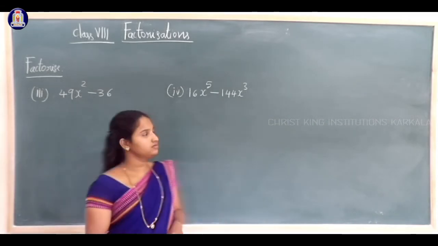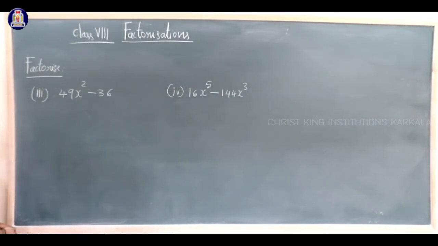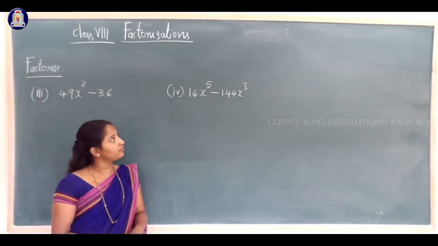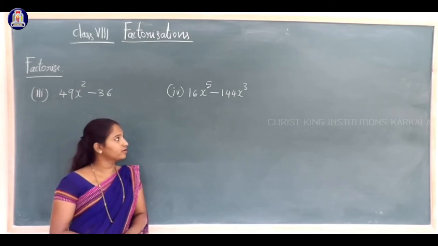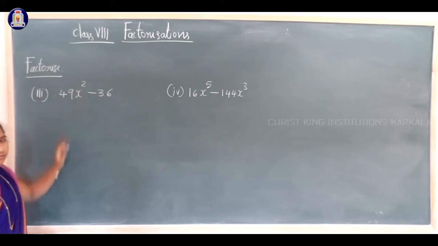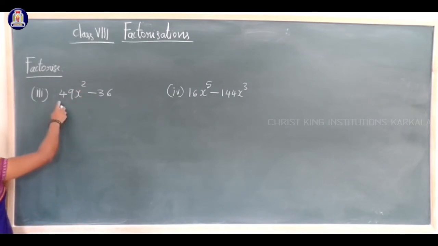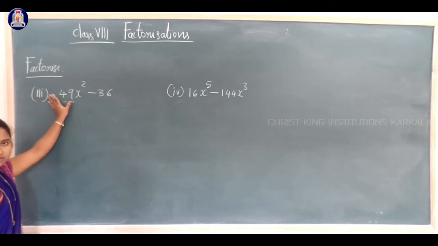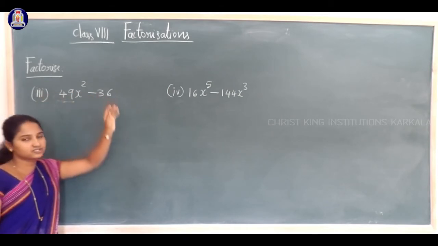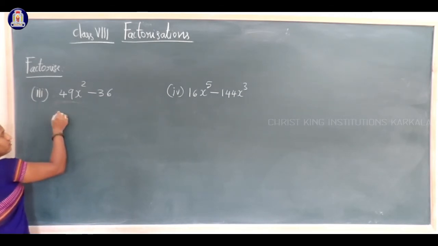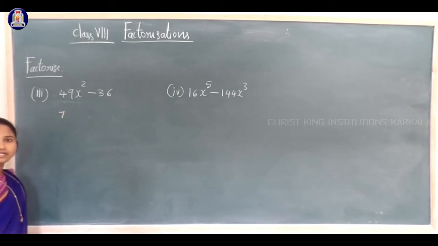Okay, the next question. Third one, 49x square minus 36, and fourth one, 16x power 5 minus 144x cube. Now, how to factorize 49x square minus 36? When seeing the question you can understand the first term is a perfect square. The first given number is a perfect square, and 36 is also a perfect square. So how can we write 49? 49 can be written as 7 into 7. Clear? So that means 7 square.